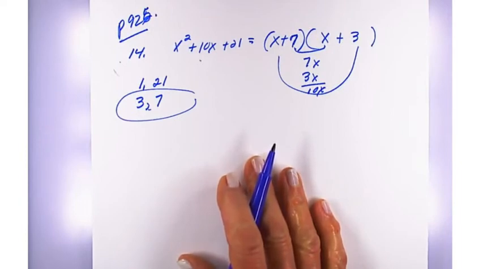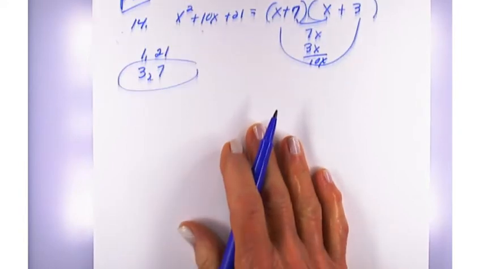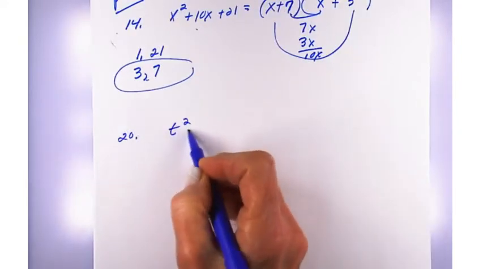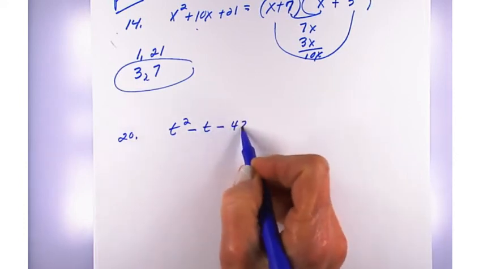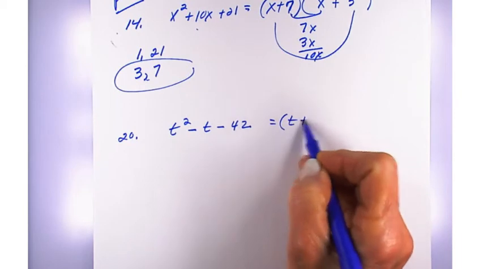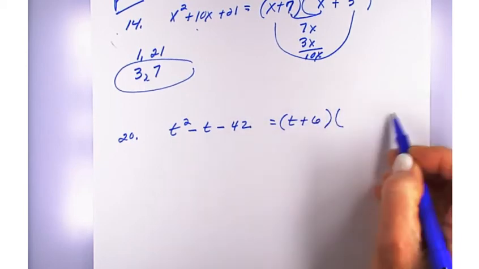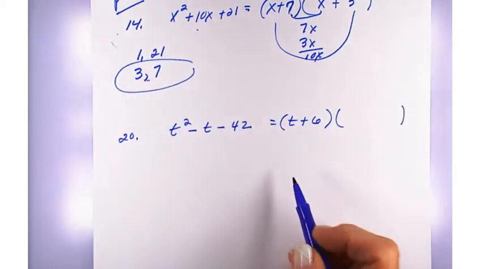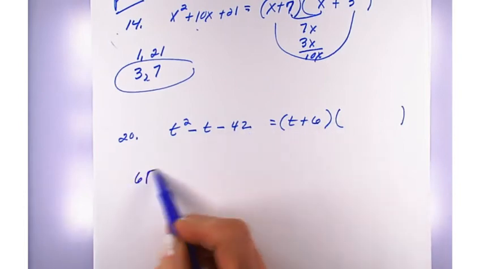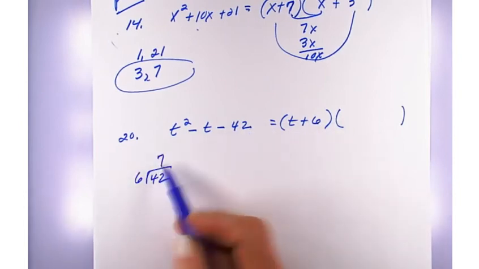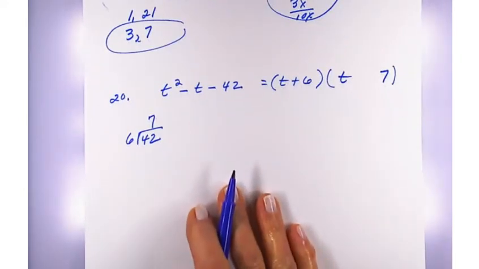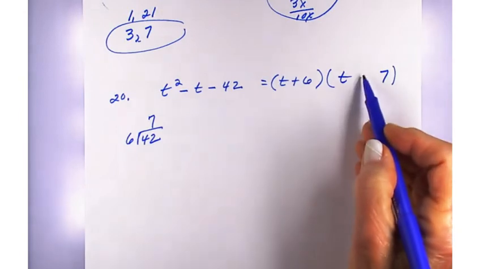And then number 20, t squared minus t minus 42. We're given t plus 6. And you don't really have to make this box. You could just divide 6 into 42, and you could see that it's 7. So we know it has to be a 7 there. We just have to determine the sign.